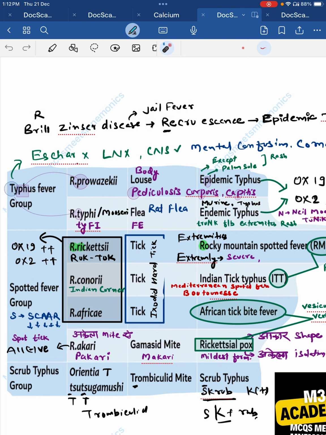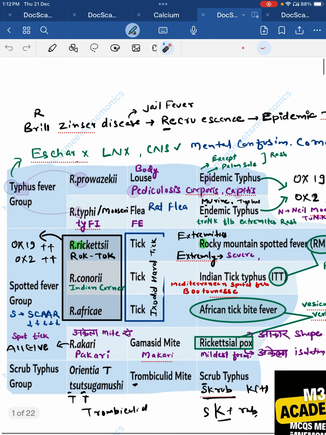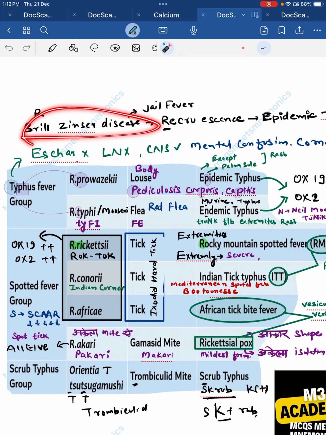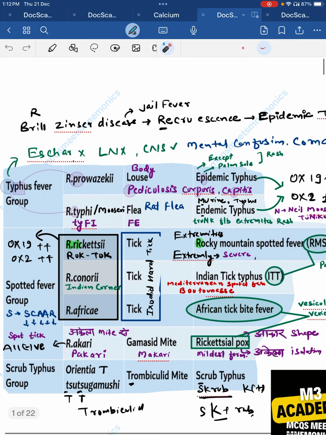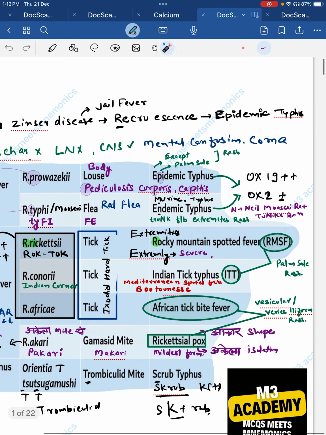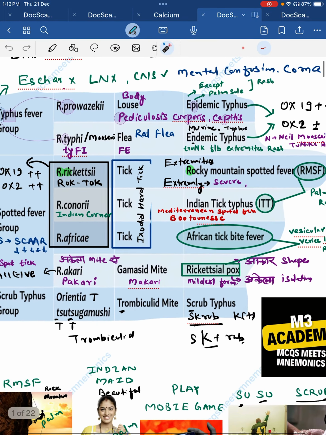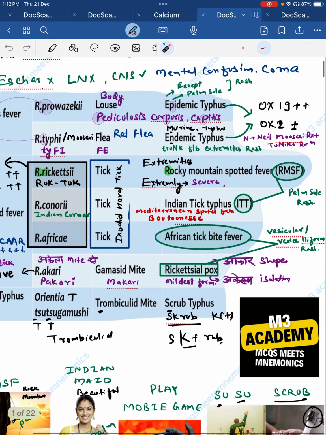So Brill-Zinsser has R, so R for recrudescence of the epidemic typhus. The causative agent is the same, just the name is different. Brill-Zinsser disease or recrudescent disease. So we can say recrudescent typhus. So in the examination there may be the name recrudescent typhus, meaning Brill-Zinsser disease, gel fever. Is it clear?